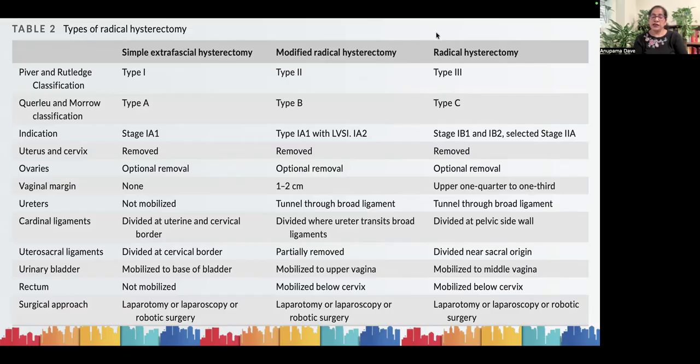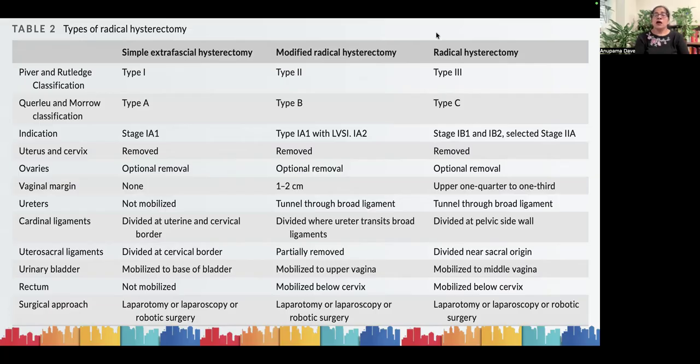Rectum is not mobilized. And the approach in all such cases of radical hysterectomy could be laparotomy or laparoscopy or robotic surgery, depending on the expertise of the surgeon. The second, type 2, is modified radical hysterectomy, which is done for 1A1 with lymphovascular space invasion and 1A2.